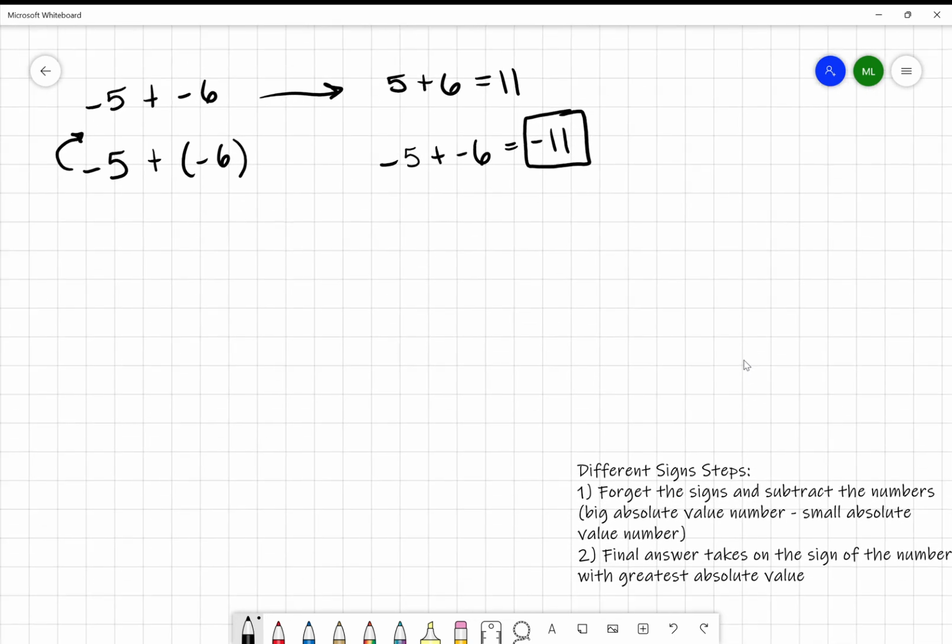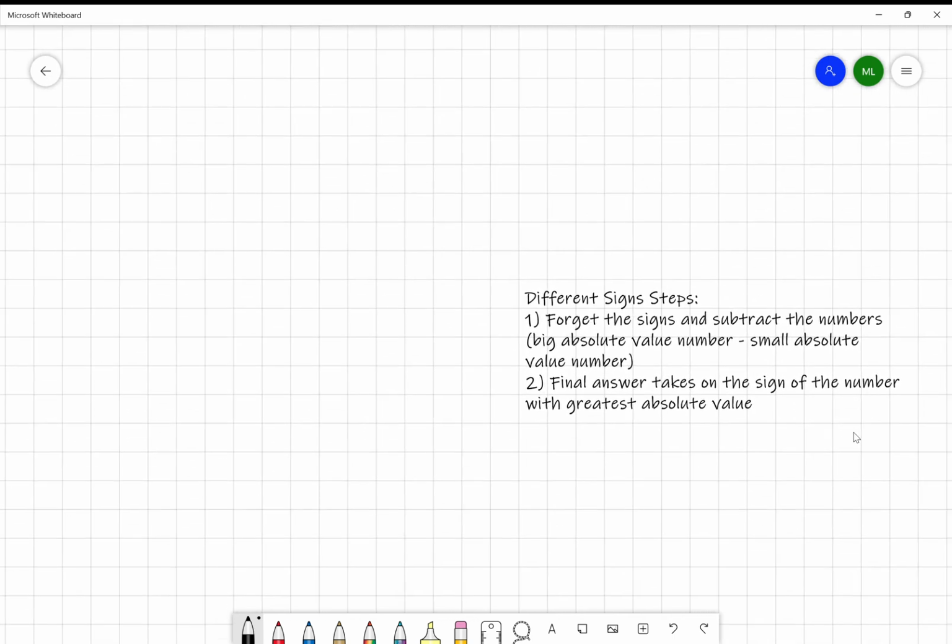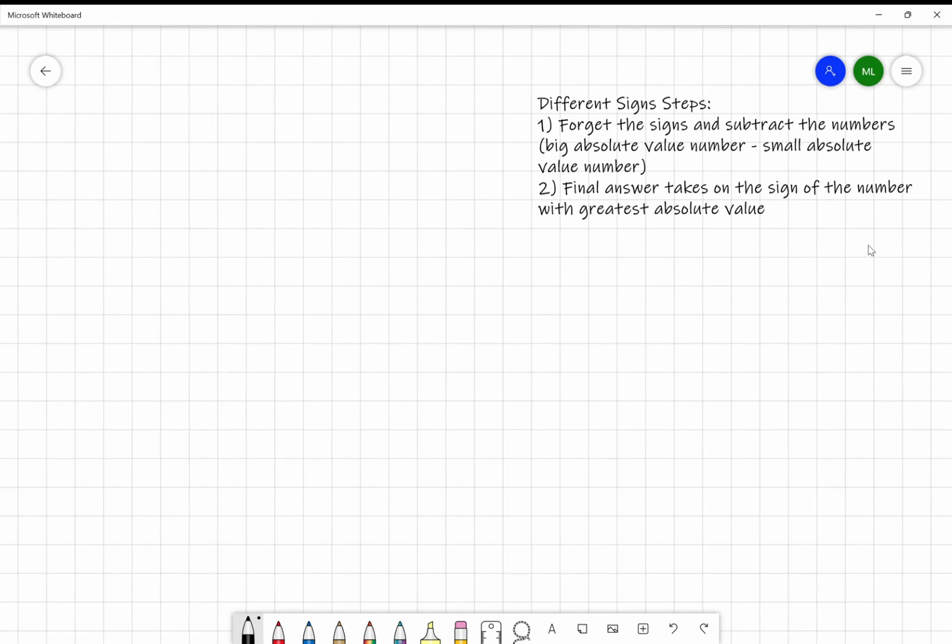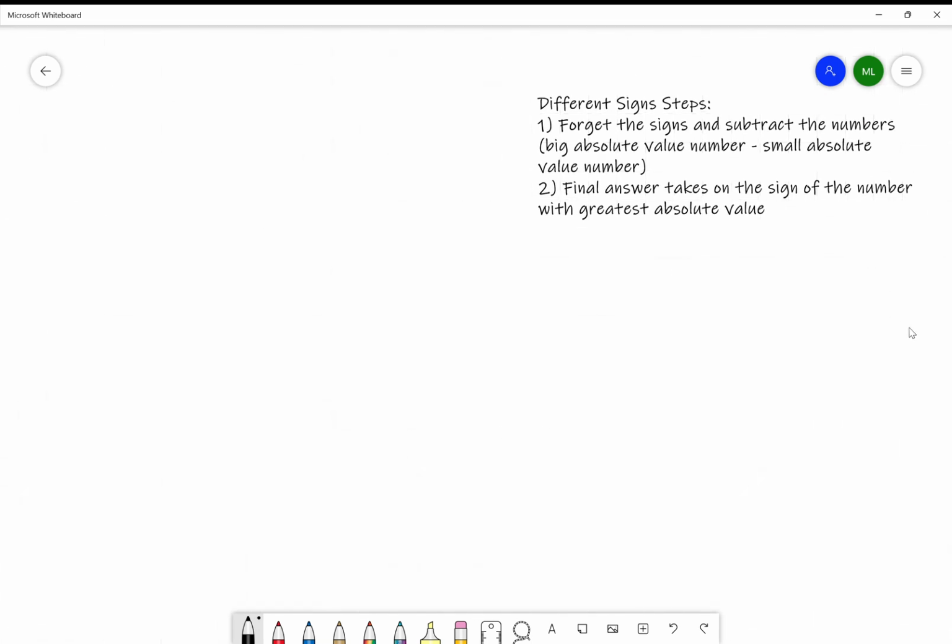Now, let's look at different signs. If we have different signs, meaning if one is positive and one is negative, and I want to add these two integers together, what do I have to do? Well, again, first step, forget the signs, and then subtract the numbers, and pretend it's like a normal subtraction problem, something that you've always seen from first and second grade. So it would be like 6 minus 5, the bigger number minus the smaller number.